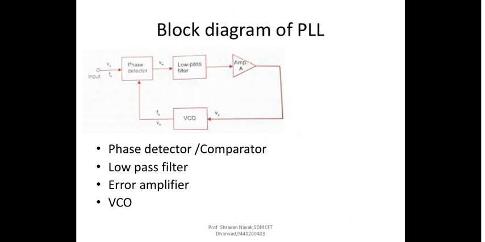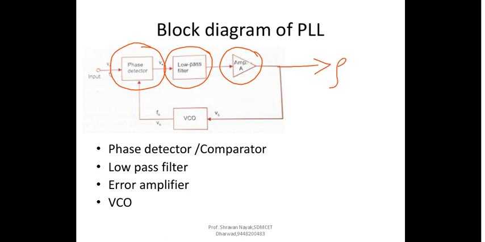Now, if you look at this diagram, you have got one phase detector here. This is called as the phase detector. Then you have got a low pass filter here. Then you have got an error amplifier here, right? And here you have got your output signal. Let us say that this is your F0, right? With a voltage of say V0, right?